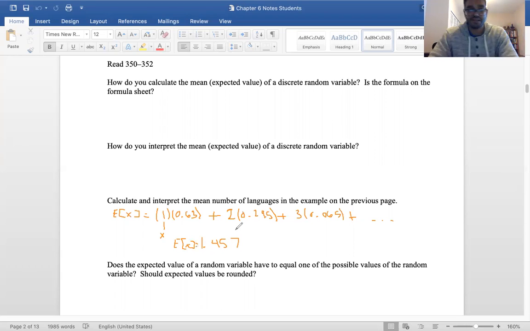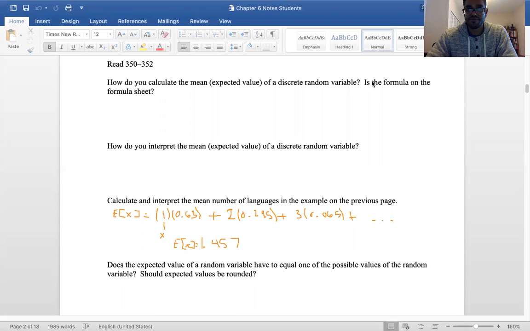And so what we can say is that the expected value for the number of languages spoken by high school students is going to be about 1.46 languages. While it may not make sense to talk about 1.5 languages, we don't really care. This is just what we expect to see.